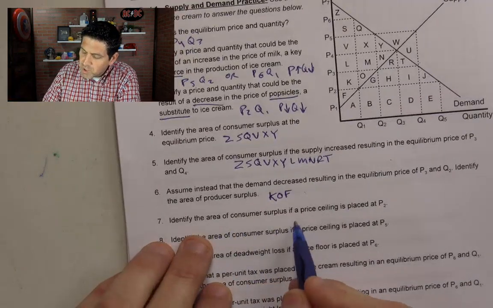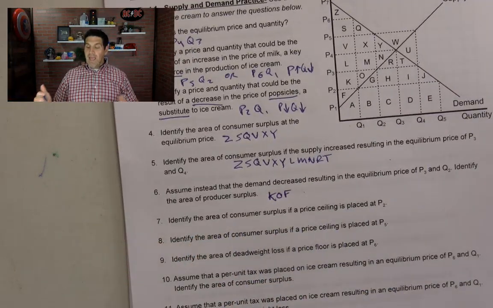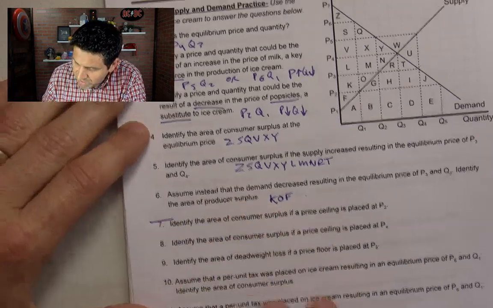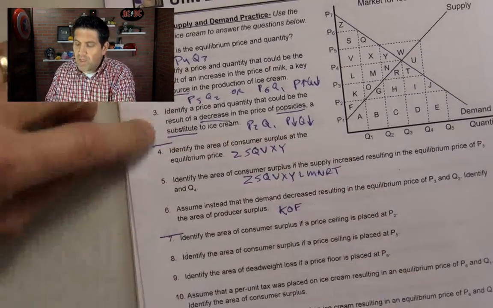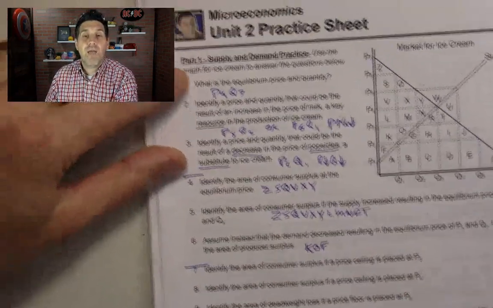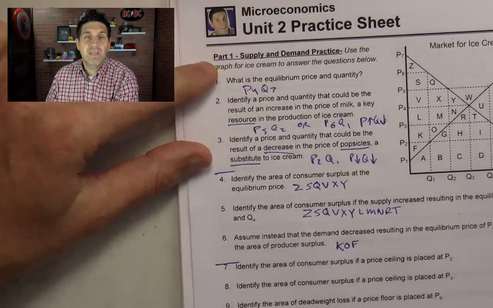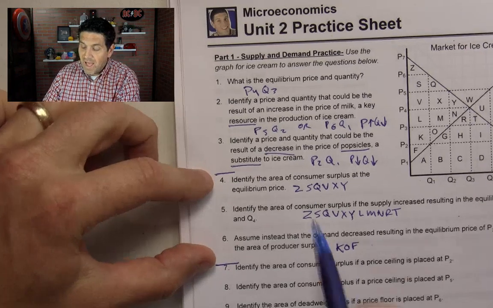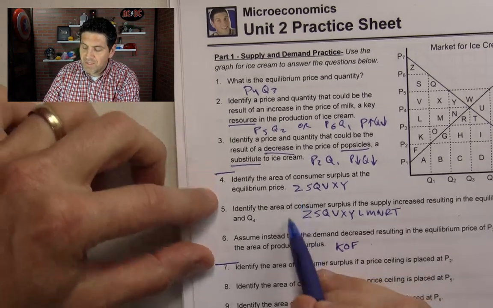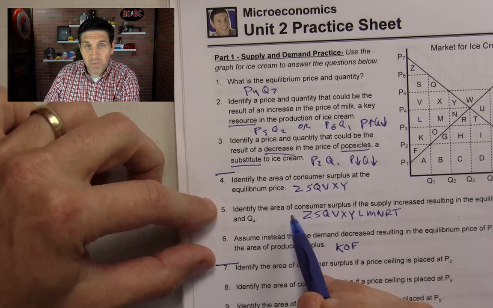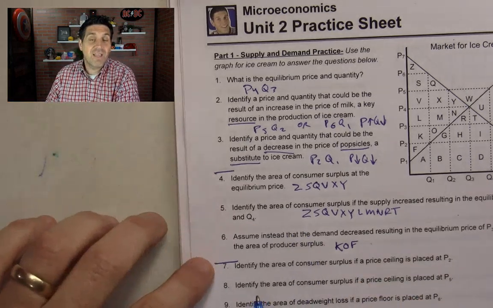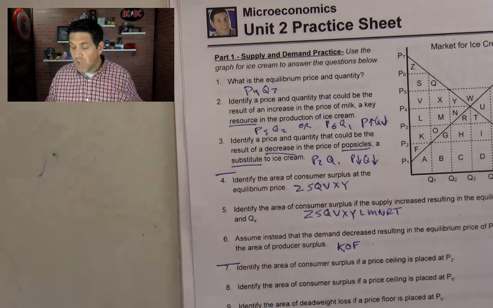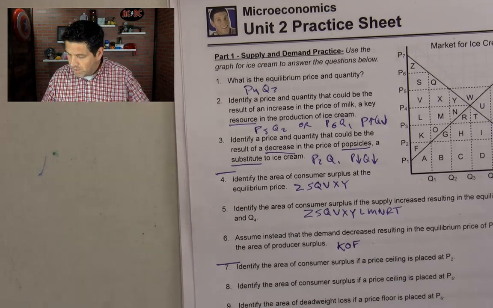Identify the area of consumer surplus if the price ceiling is placed at P2. Okay, now we switch gears. In fact, I'm going to draw some lines right here. So questions 1 through 3, we're talking about, do you understand how a market works and shifts? Questions 4, 5, and 6, we're talking about consumer surplus. Easy question here, consumer surplus. And then what happens when there's a shift? What happens to consumer and producer surplus? And then now we're starting to get the government involved with ceilings and floors. You're totally going to need to be able to do this, so let's do it.